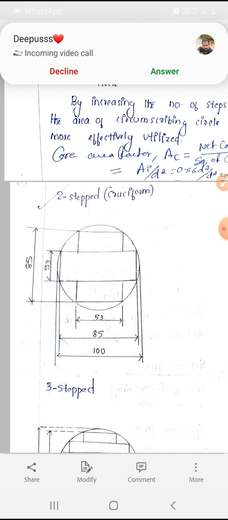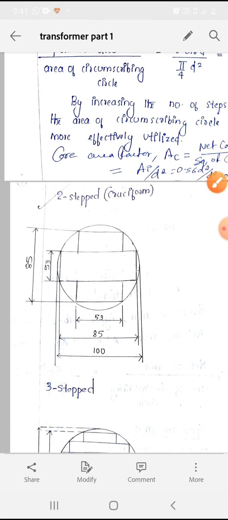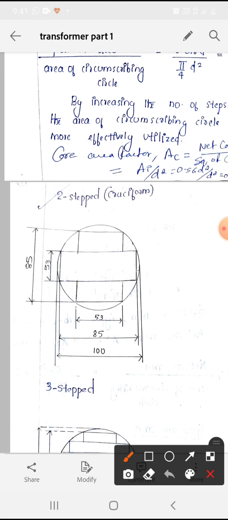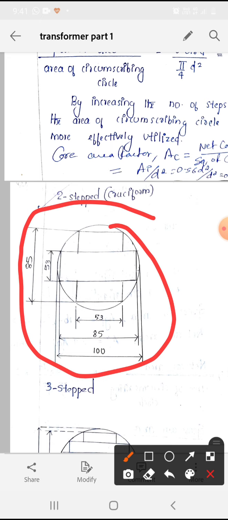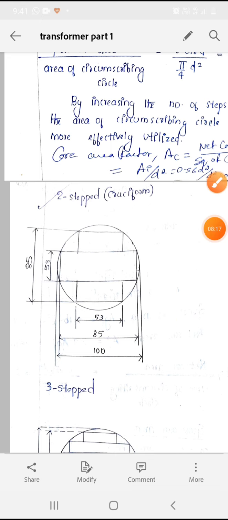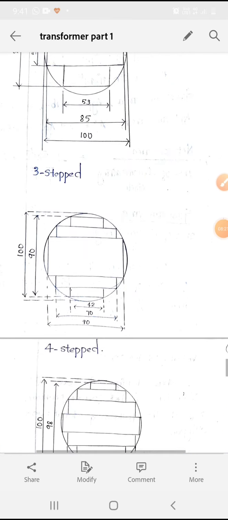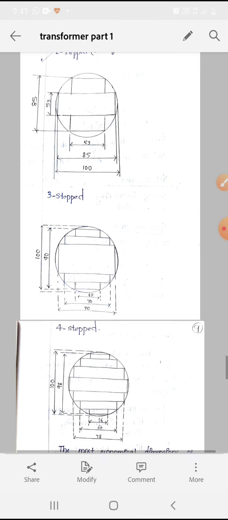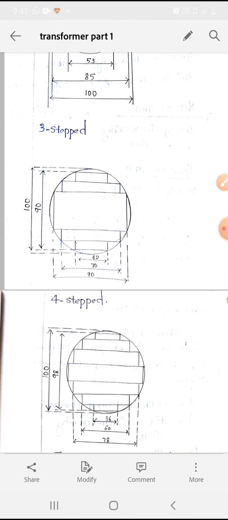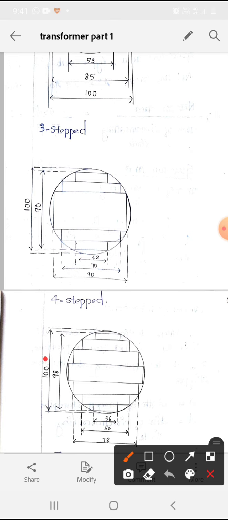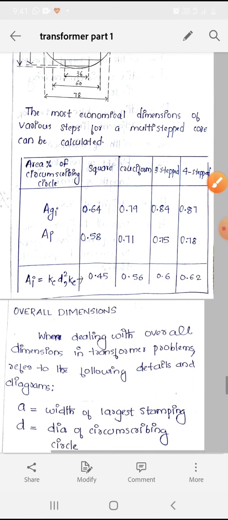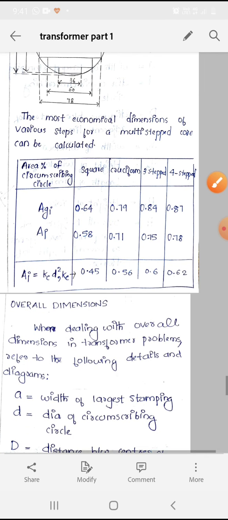You need to learn this figure and the values also. And this is the three-stepped and four-stepped. So you all have to learn this two-step, three-step and four-step, these figures and also these values by heart. Okay, and also this table is very much important for GATE also. They will be asking these values. Okay, so this table is very much important.